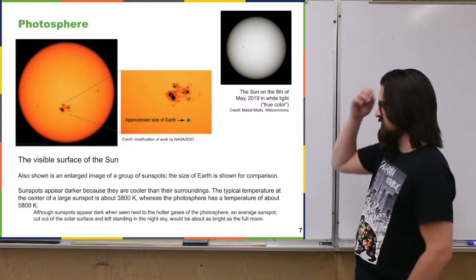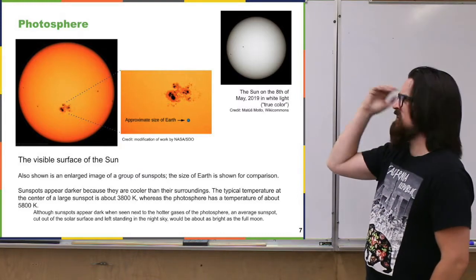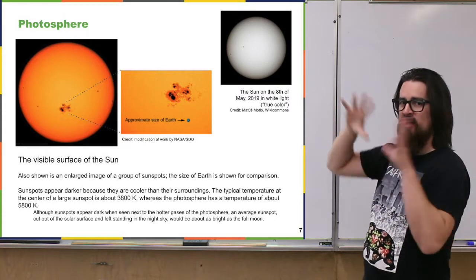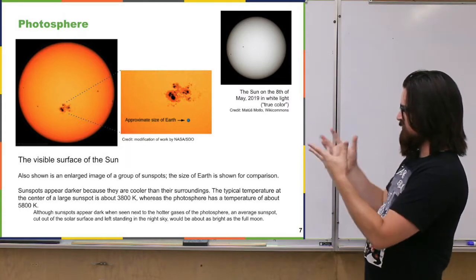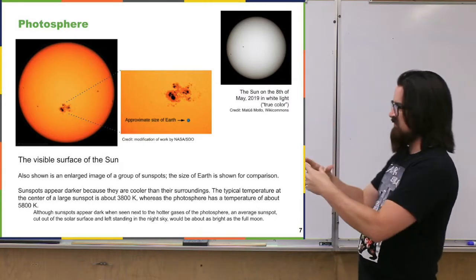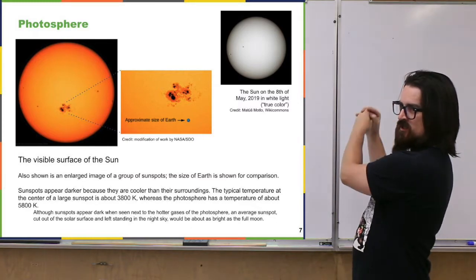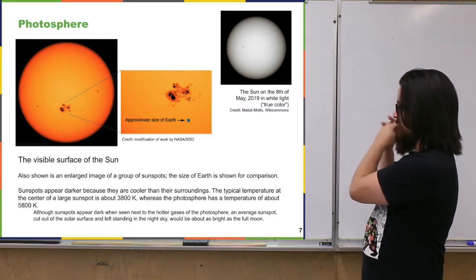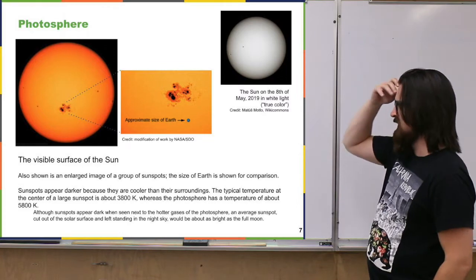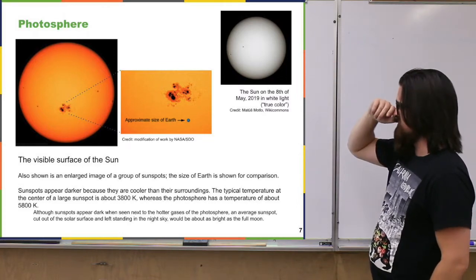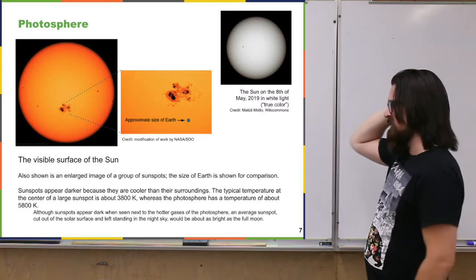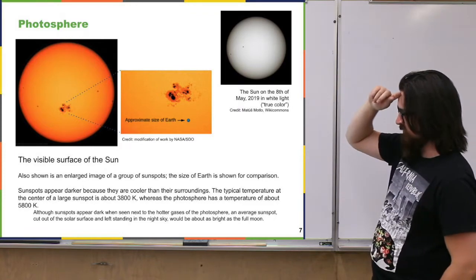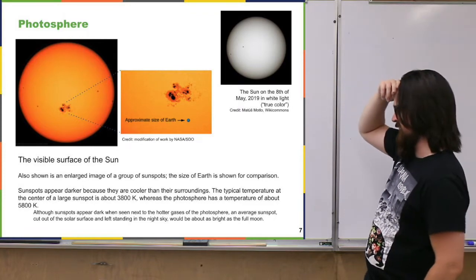So in these images, the sunspots appear darker, but that's only really in comparison to the very bright surroundings. If you somehow took one of these sunspots away from the sun and put it up in the sky, it would still be very bright. As I mentioned before, on average the photosphere's temperature is about 5,800 Kelvin. These sunspots are a bit cooler, about 2,000 degrees cooler in fact.